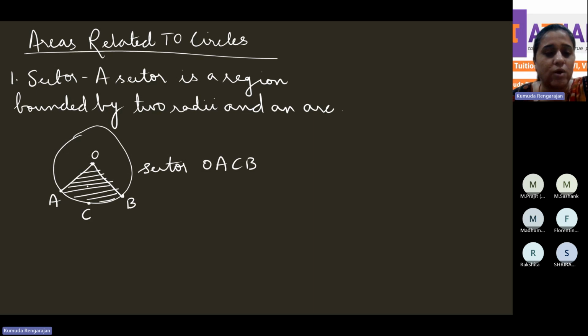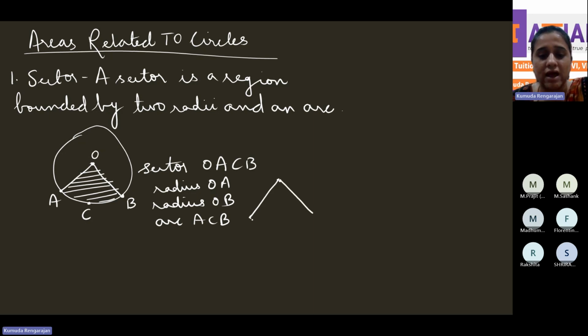Now you can see that the sector is bounded by two radii, OA and OB, and an arc ACB. So the enclosed region is called the sector, and the sector is contained between two radii and one arc: radius OA, radius OB, and arc ACB. Now, this is the sector.